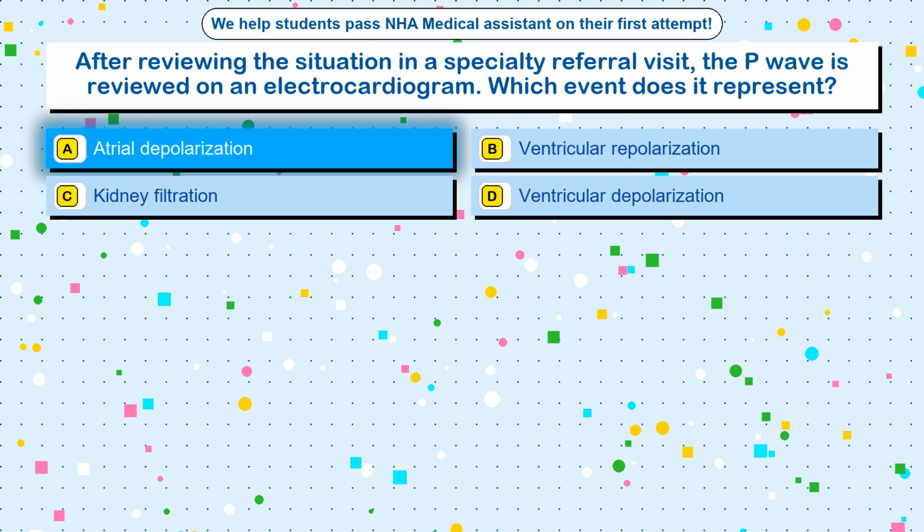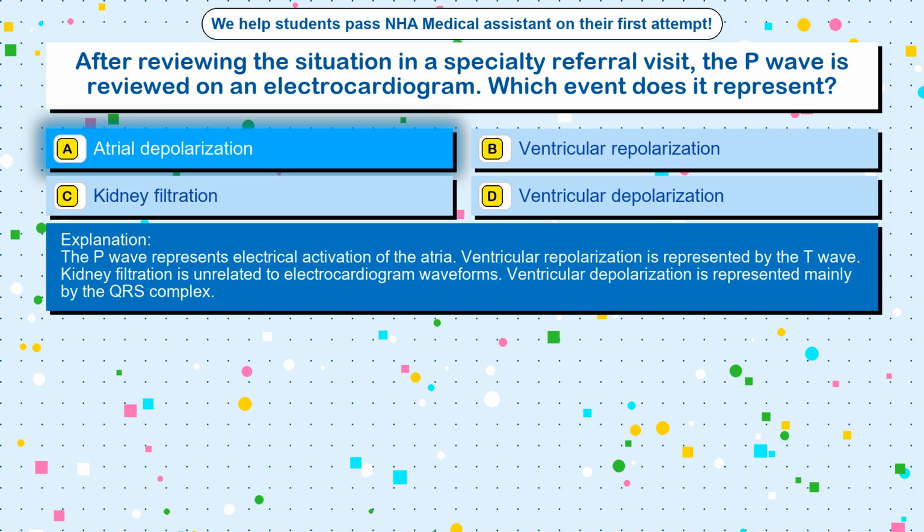Atrial depolarization. The P wave represents electrical activation of the atria. Ventricular repolarization is represented by the T wave. Kidney filtration is unrelated to electrocardiogram waveforms. Ventricular depolarization is represented mainly by the QRS complex.